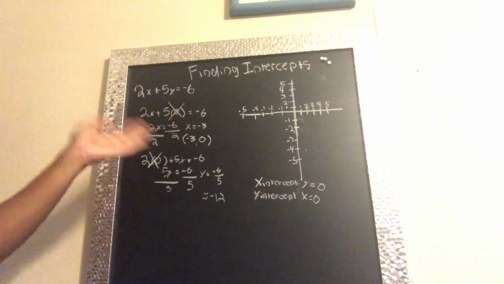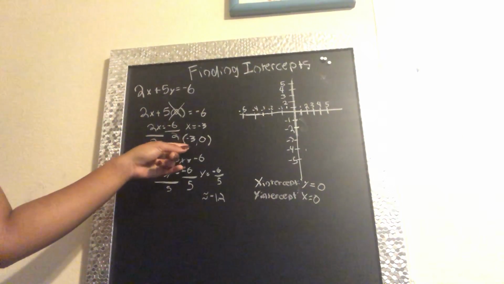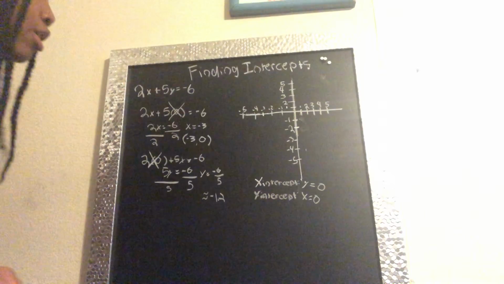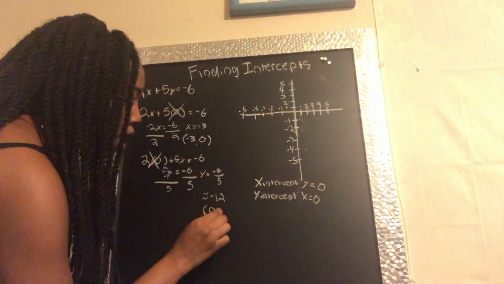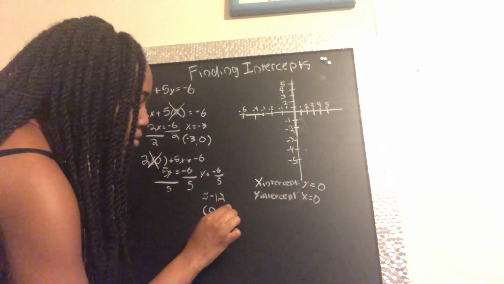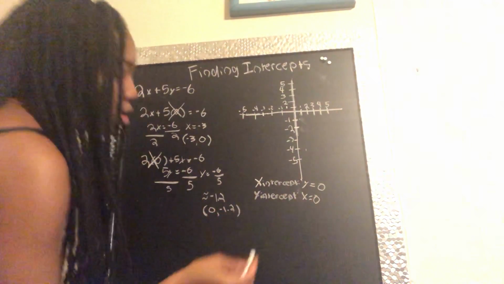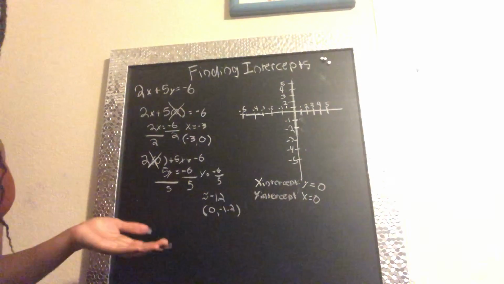So, like I said, we need to graph, so we're gonna make this a point that we can plot, just like we did for our x-intercept. So now we just found our y-intercept, so x was 0, and y is negative 1.2. Okay, we found our intercepts, now we can graph.